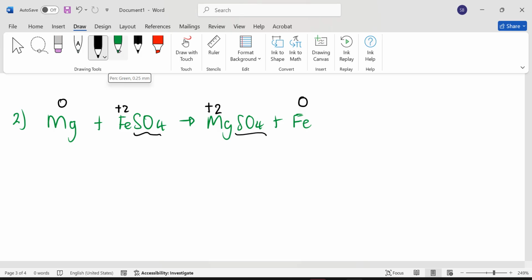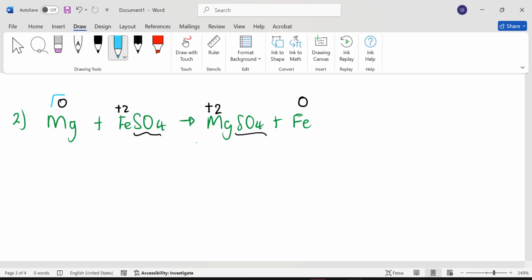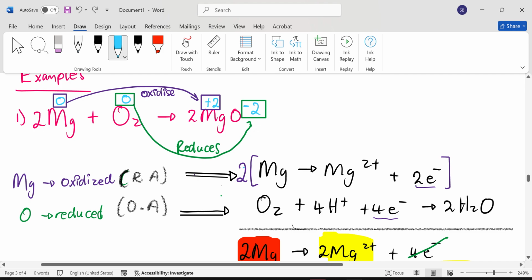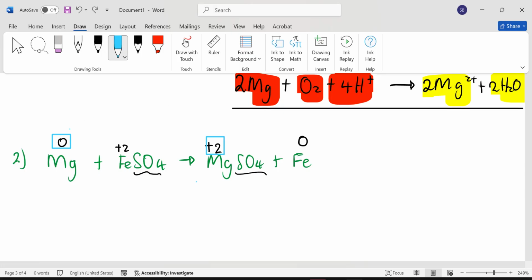But if you look at the oxidation number of magnesium, and we look at it here, notice what happened. The oxidation number of magnesium increased from a 0 to a positive 2. What do you know about a substance that has an increase in oxidation numbers? We say that it oxidizes.